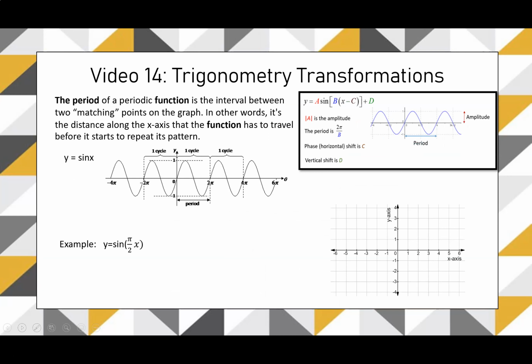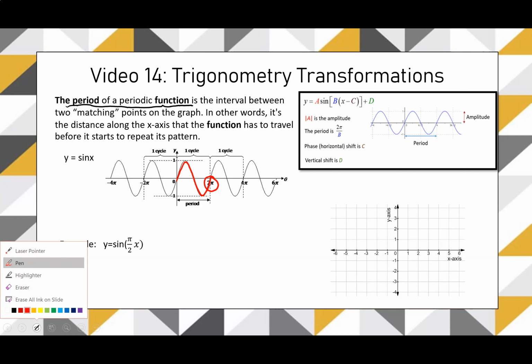Now let's talk a little bit about the period. The period of a function is the interval between the two matching points on the graph. In other words, it's the distance along the x-axis that the function has to travel before it starts to repeat its pattern. So if you look here, I have a full cycle of sine when I do this, right? It needs to go up and then go down and then back up. So this is a full cycle, and we should know that that takes 2 pi to complete that cycle.